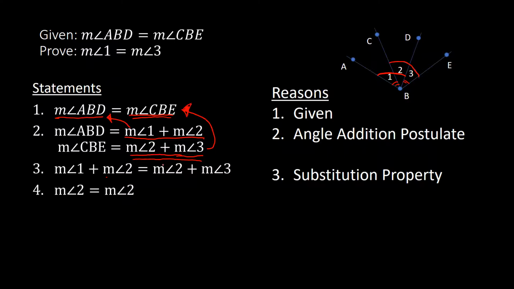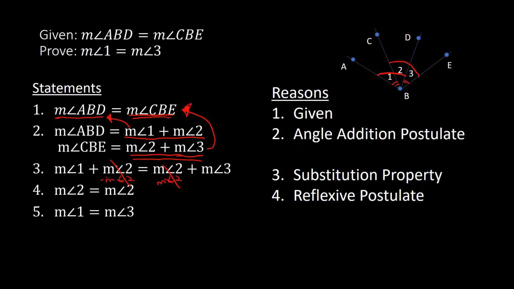So we are just going to say measure of angle 2 equals measure of angle 2. And that's going to be the reflexive property. And now once I have that, I can subtract the measure of angle 2 from both sides. And when I do that, these will cancel. And now I have measure of angle 1 equaling measure of angle 3. And the reason for that last step is the subtraction property. I'm subtracting the same thing from both sides.